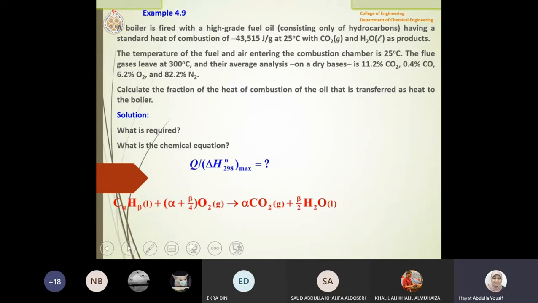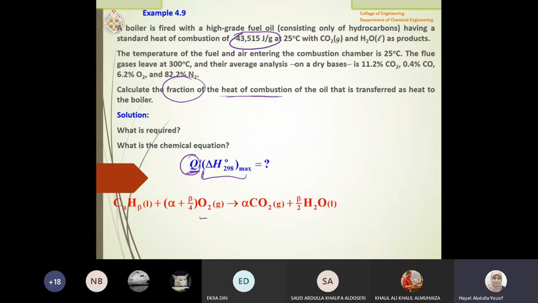And then what they need here is to calculate the fraction of the heat of combustion that is transferred as heat to the boiler. What's happening is that when the burning takes place, there is an amount of heat from the reaction itself, but there is an amount of heat that comes out, and they want to know how much this is out of the maximum, which is given in the question. So that is the fraction. Fraction means how much Q out of the maximum delta H. And the maximum, as I said, is given. So this is basically the idea.